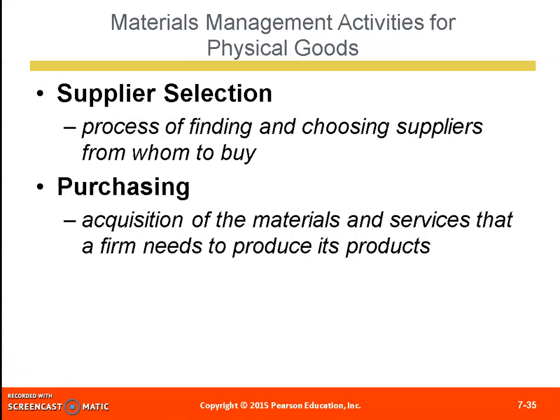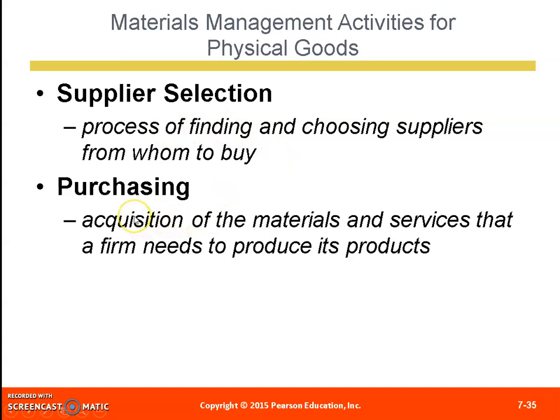So basically, there are 5 areas that need to be focused on. The first one is supplier selection. While looking into material management, suppliers: the process of finding and choosing suppliers. Who should you buy from?